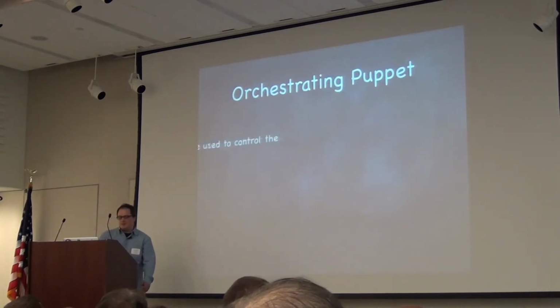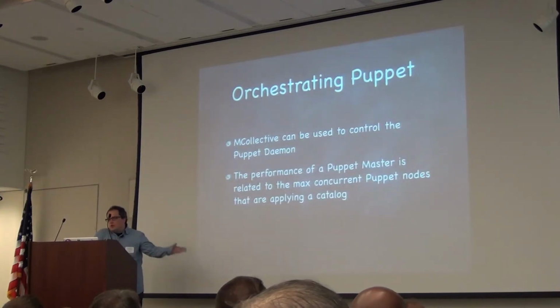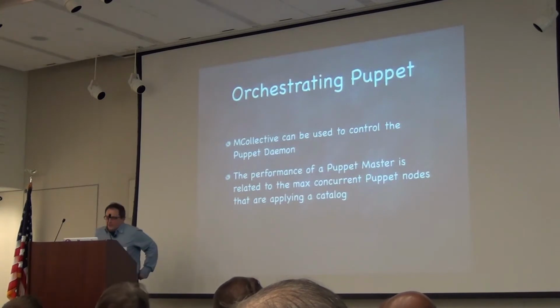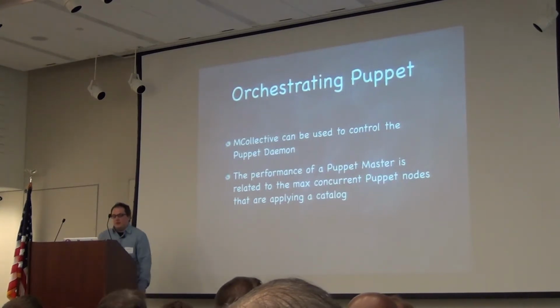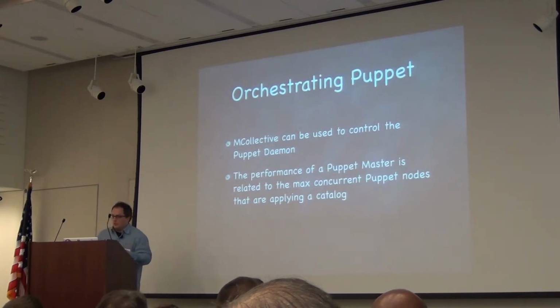So, orchestrating Puppet. MCollective can be used to control your Puppet daemon out in your environment. A good reason to use it that I find is the performance. The performance of a Puppet master is related to the max concurrent Puppet nodes that are applying a catalog. MCollective is aware of this. So the whole thundering herd effect and the whole concurrency situation in your environments, if you have a lot of nodes talking to your master, MCollective is a very, very good tool to use to help with that.